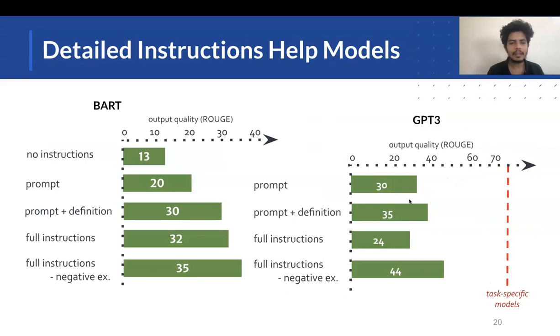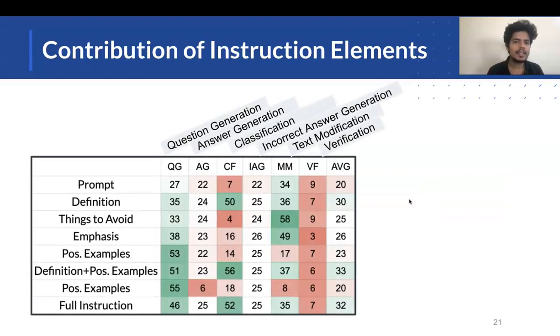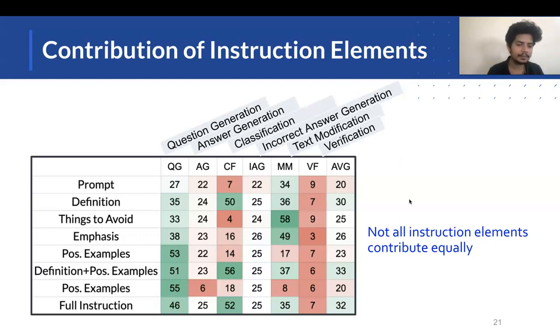We also perform an ablation study where we use different instruction elements like prompt, definition, etc. In general, adding a detailed form of instruction helps, except negative examples, which seem to hurt model performance. And this is in contrast to humans, who find negative examples to be helpful. We also study the contribution of instruction elements across various tasks like question generation, answer generation. We observe that not all instruction elements contribute equally to model performance, and this depends on the category.